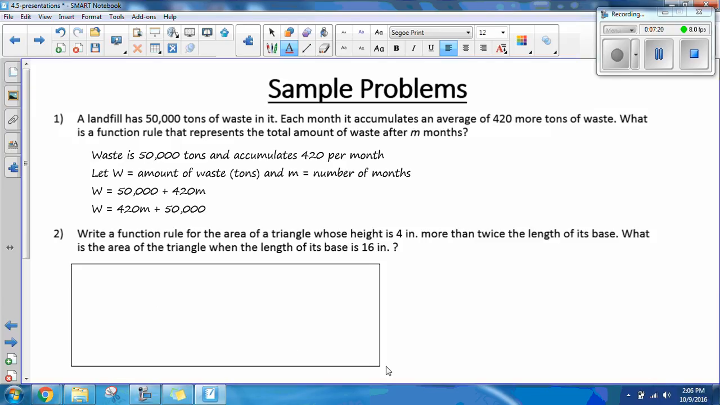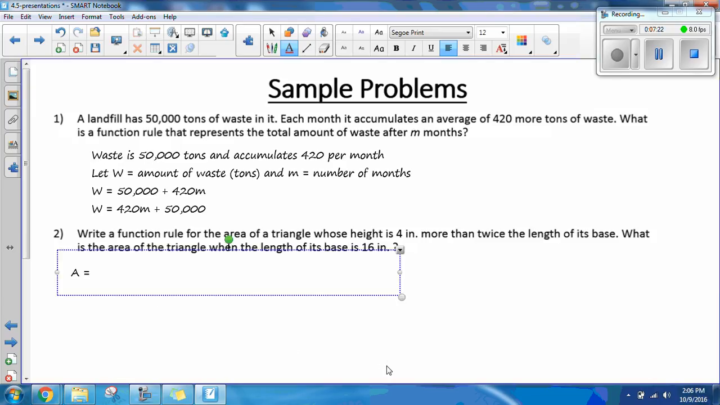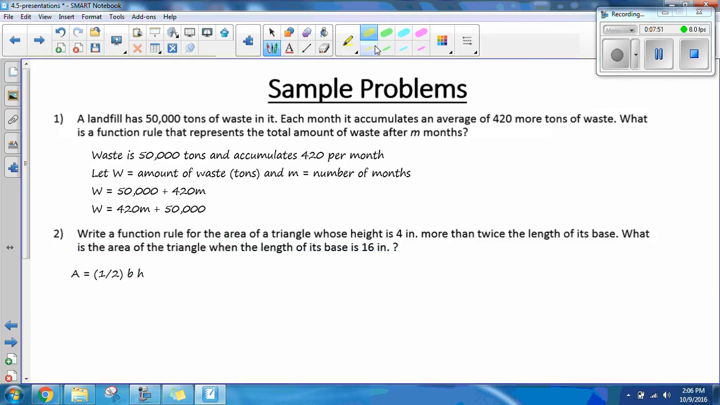So let's start off with what we know. We know that the area of a triangle is 1/2 times the base times the height. But I have two variables here, base and height. So even if I know the base, I can't really solve this formula because I don't know the height. So I need to define some variables. What do we know about the height? Well, we know the height is 4 inches more than twice the length of its base. So let's think about what that says.